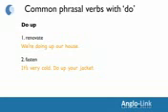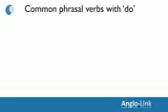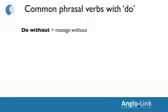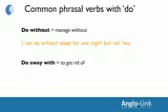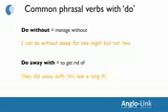And I've chosen two other phrasal verbs with do for you. One is do without. That's manage without. For example, I can do without sleep for one night, but not two. And finally, do away with, which is to get rid of. For example, they did away with this law a long time ago.